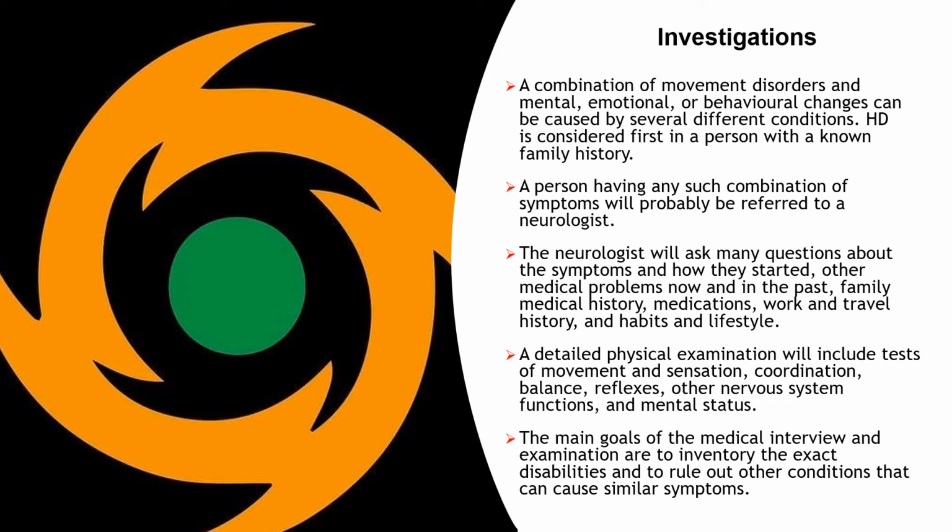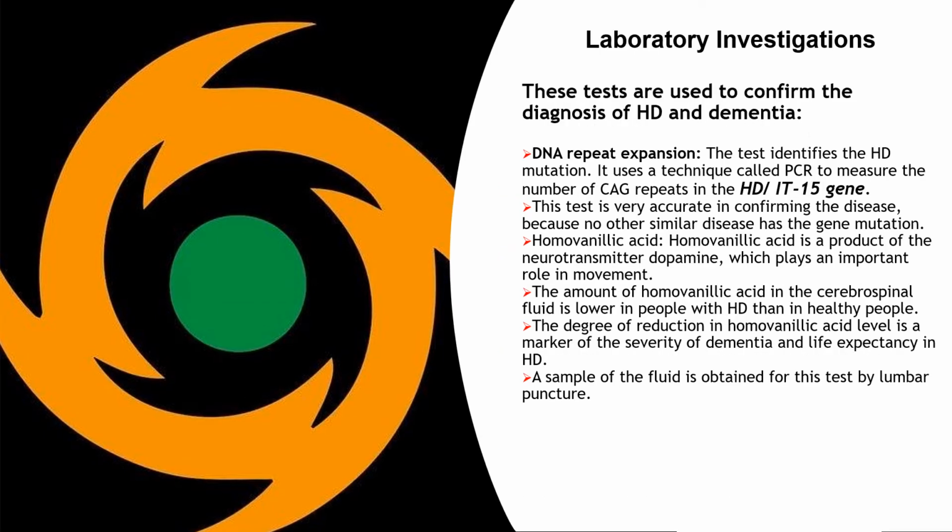to identify through examination the exact disabilities, and to rule out other conditions that can cause similar symptoms. In context of laboratory investigation, the tests are used to confirm the diagnosis of Huntington's alongside dementia. So DNA repeat expansion, for example, the test identifies Huntington's mutation.